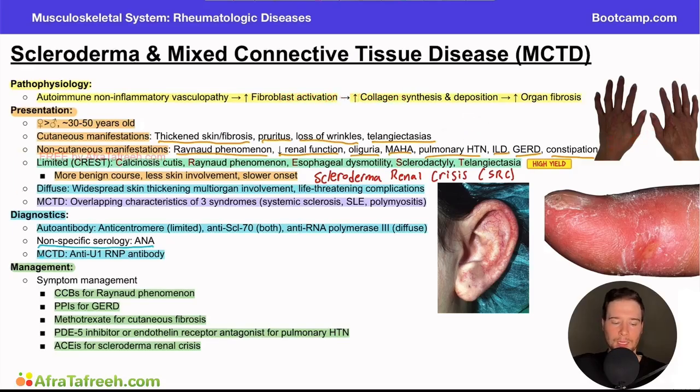When we think about MCTD, it's hard to pick this out in a question because it's a combination of three different conditions: systemic sclerosis, lupus, and polymyositis. And so the key to differentiating these is going to come down to the diagnostics. Which type of antibodies are we talking about? Are we talking about these antibodies, or are we talking about the anti-U1-RNP antibody more consistent with MCTD? When we talk about management here, we're really doing symptom management. We can treat for vascular changes, we can treat for GI changes, we can treat for skin changes, pulmonary changes, and kidney changes as well. Again, this is a multi-system, multi-organ pathology that patients can be dealing with.